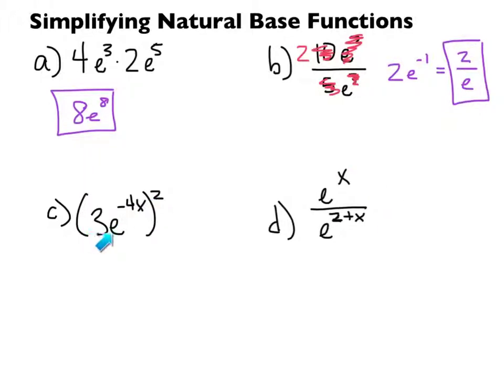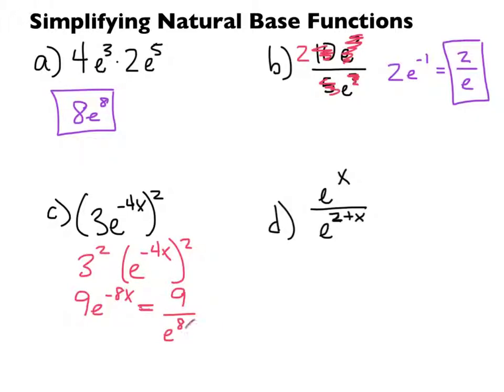If you have 3e to the negative 4x and all of this is being squared, well then everything inside gets squared. So you have 3 squared times e to the negative 4x squared. 3 squared is just 9. Now, if you have an exponent raised to an exponent, the exponent properties tell us that we multiply those. So that's e to the negative 8x. I'm running into the same problem here. I've got a negative exponent. So the 9 stays in the numerator, and this e to the 8x moves to the denominator.